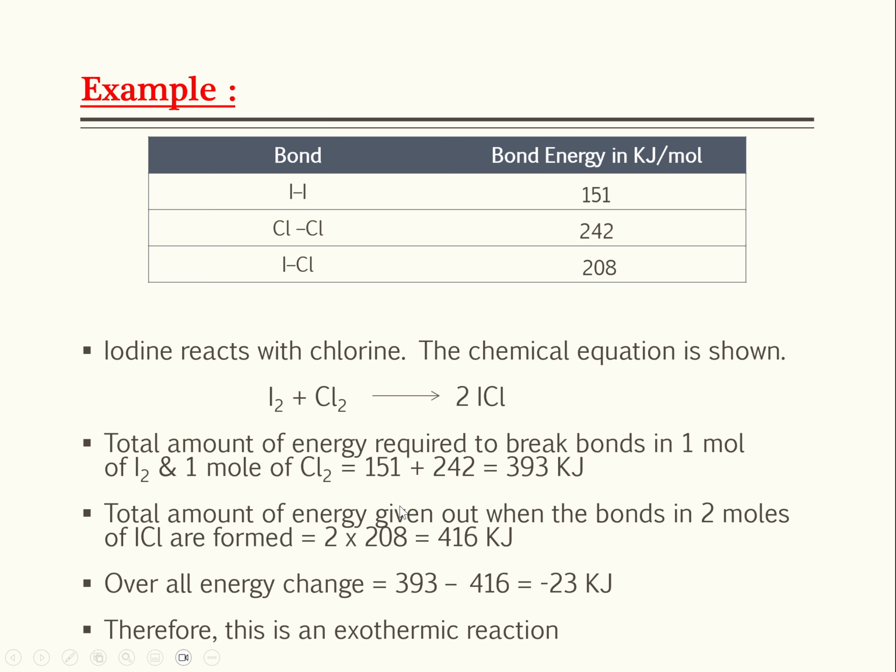The amount of energy released when bonds are formed in the product is 2 moles of ICl, meaning 2 multiplied by 208, which is 416. The overall energy change, or the enthalpy change, is the energy of the bond breaking minus the energy of the bond forming, making the value negative 23. Now, as a conclusion, I know this is an exothermic reaction because the value is negative. And that's how we can use bond energies in our calculation.